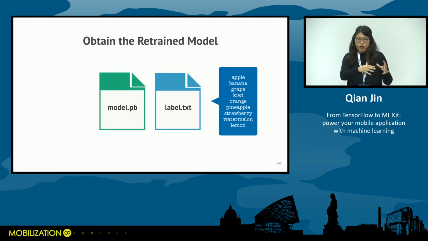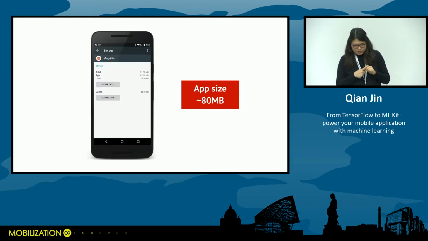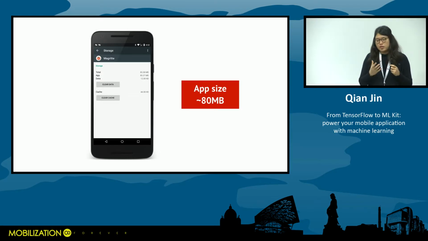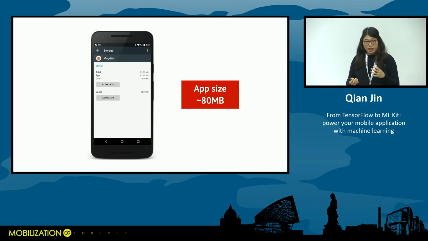I dropped these files into the Android demo. So I started to build my first version of the Magritte app. But the first thing I noticed is the application size was huge. It's almost 80 megabytes. 80 megabytes is not acceptable for a mobile app. That's something not very cool about it. So I started to try to understand what's happening, why the app is so huge.